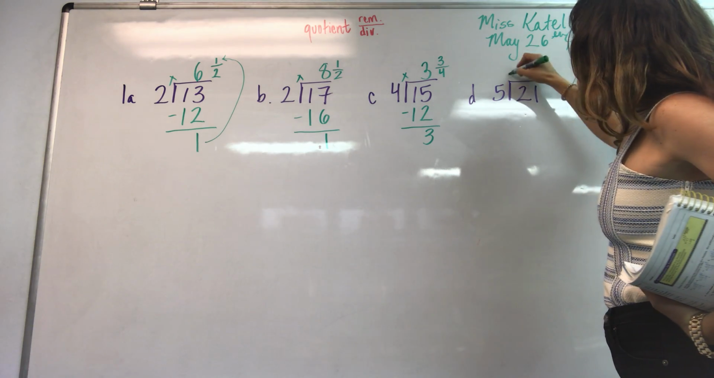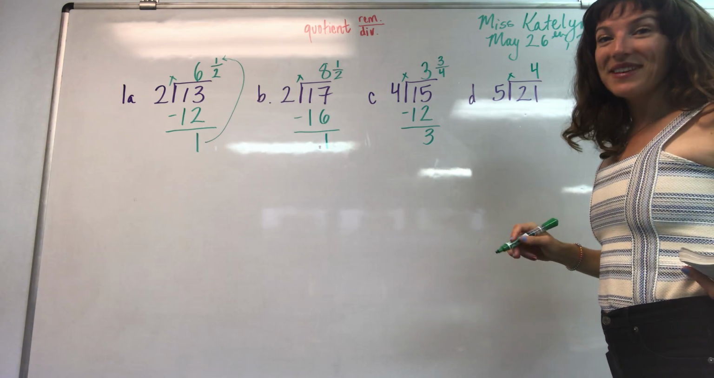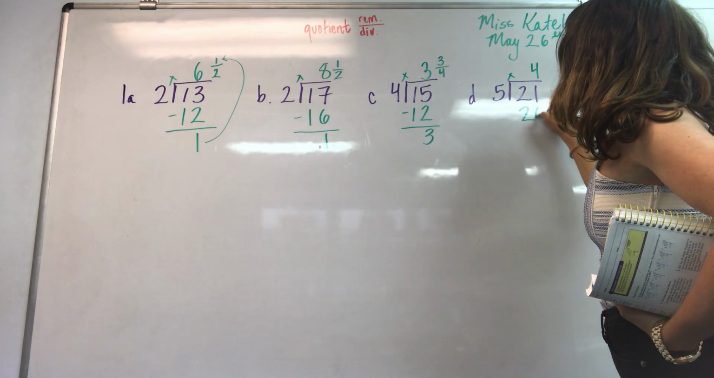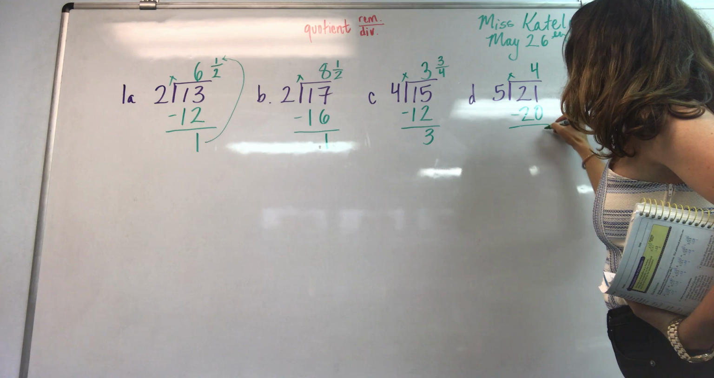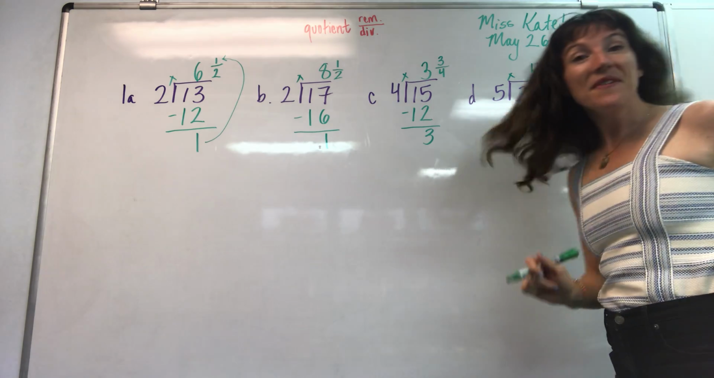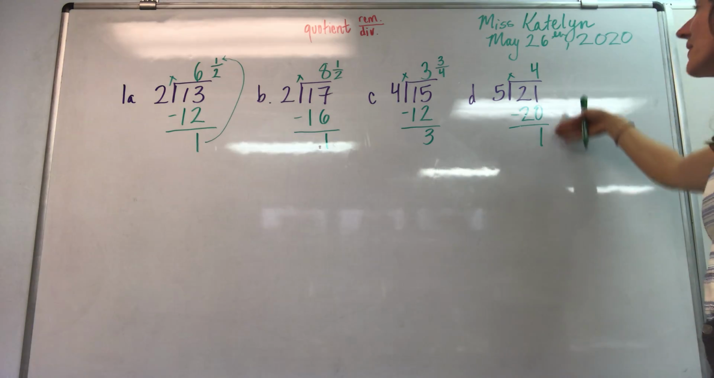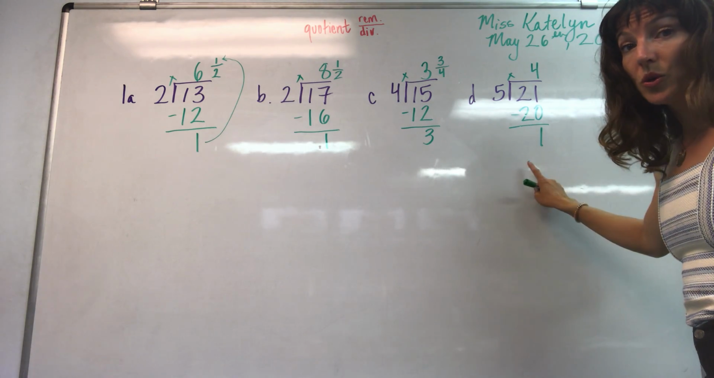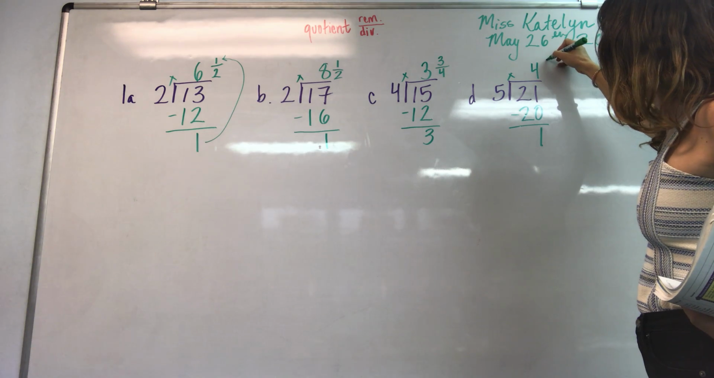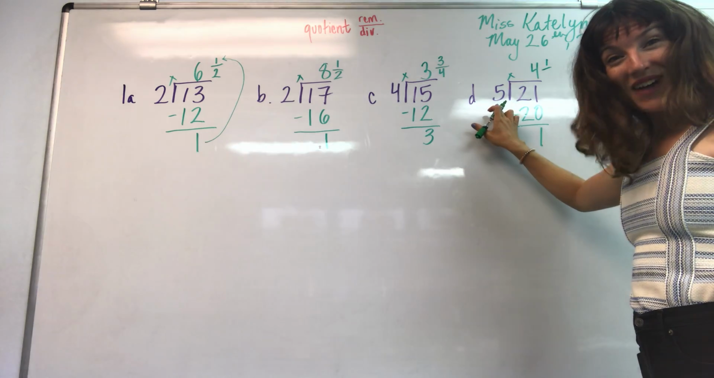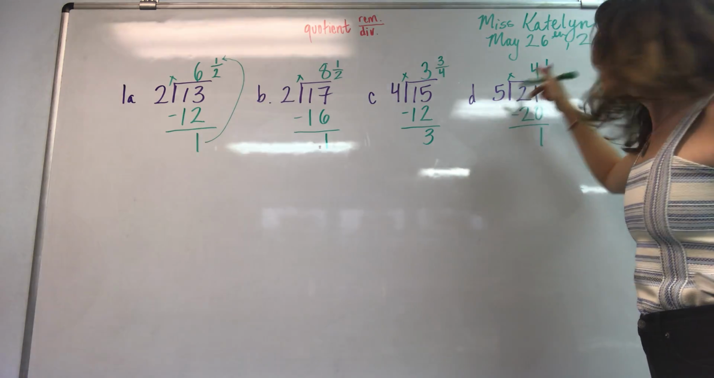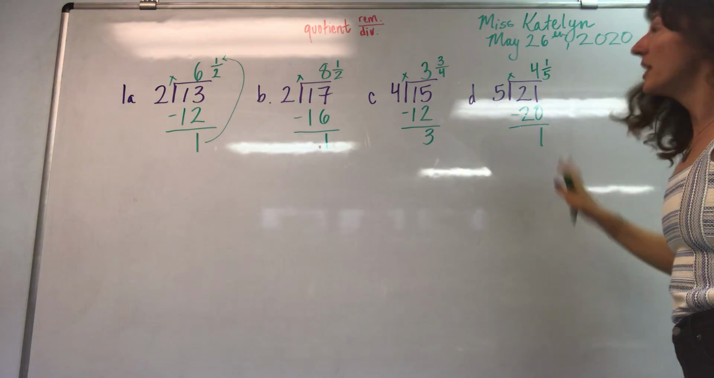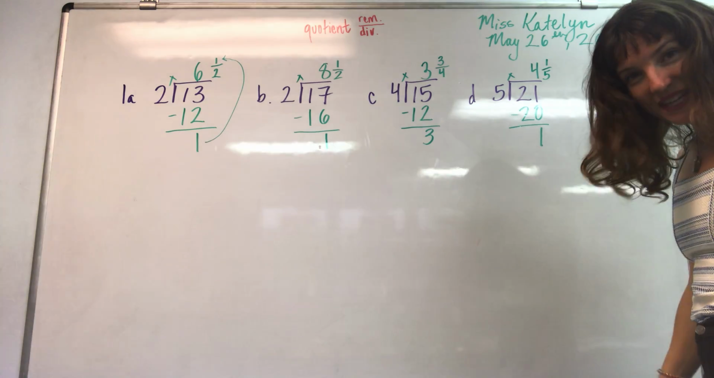And last one that I'm going to do with you, 5 into 21. My guess is 4. 4 times 5 is 20. Very good. 21 minus 20 is 1. 1 is definitely less than 5. I have nothing to bring down, so I have a remainder. We write the remainder as a fraction. Your remainder becomes your numerator, and your divisor becomes your denominator. 21 divided by 5 is the mixed number 4 1/5.